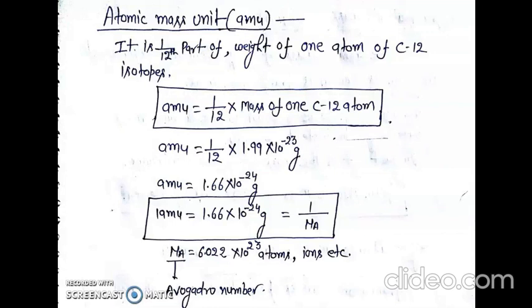The first topic is atomic mass unit, that is AMU. It is 1/12 part of the weight of one atom of carbon-12 isotope. That is, 1 AMU is equal to 1/12 into the mass of one carbon-12 atom.